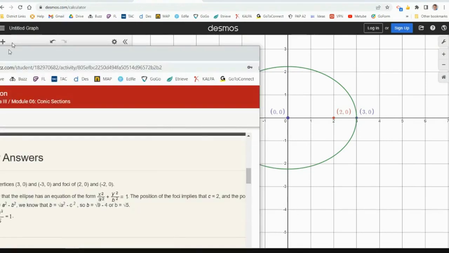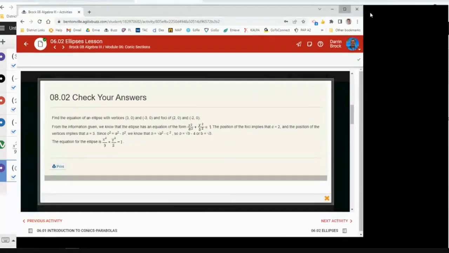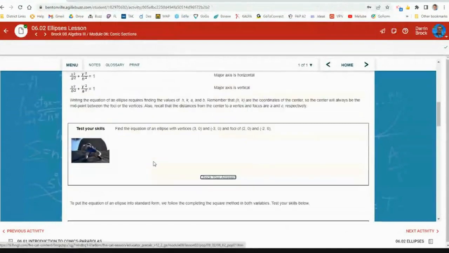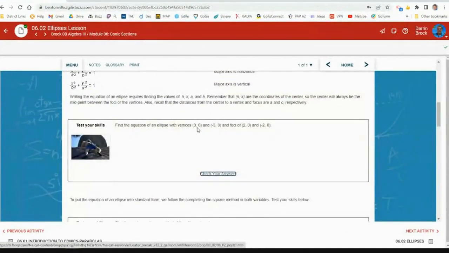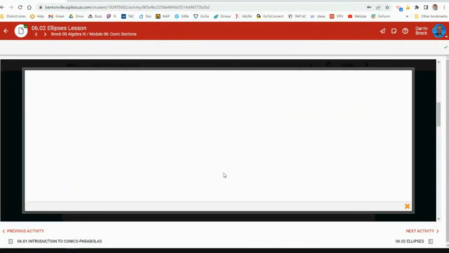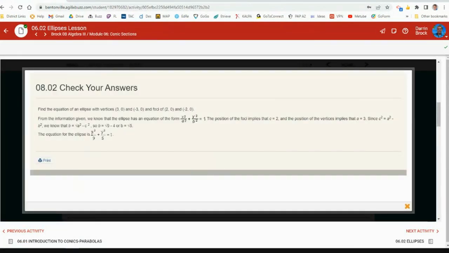And in fact, this was the problem from our assignment: find the equation of the ellipse with vertices 3 and -3, 2 and -2. Check your answer. So if we go to check our answer, x squared over 9 plus y squared over 5 equals 1. That's exactly what our answer was. So we did that correctly.